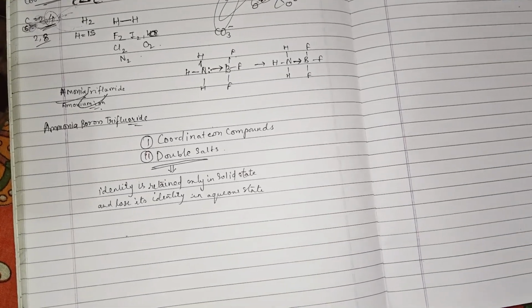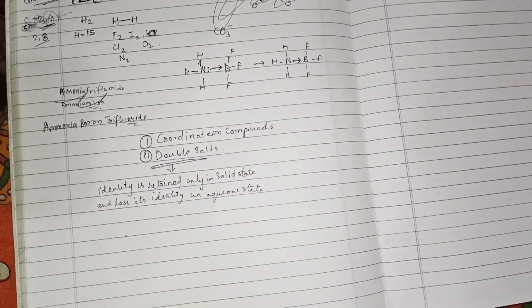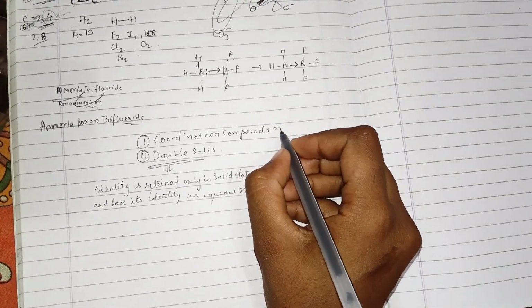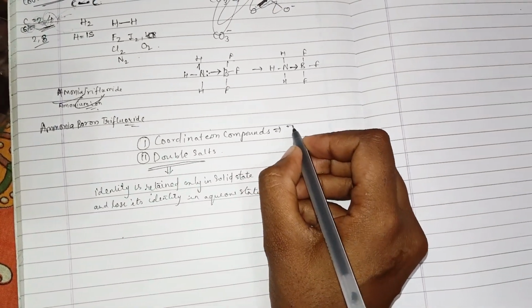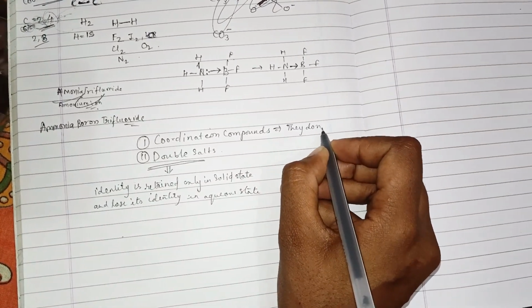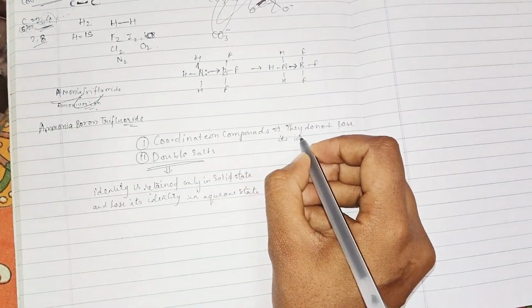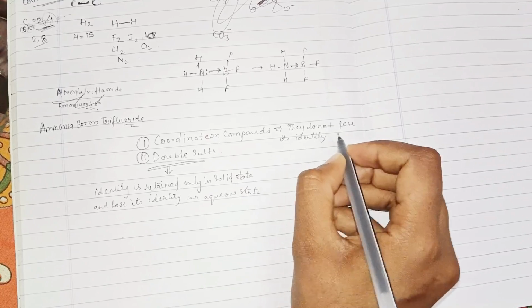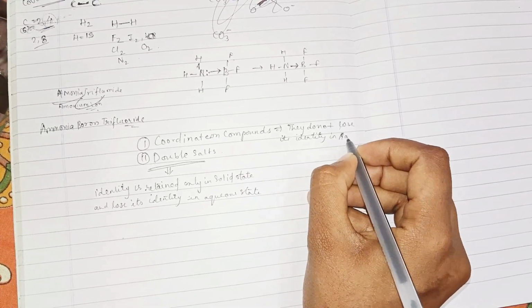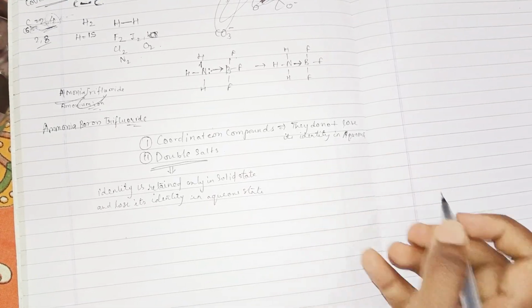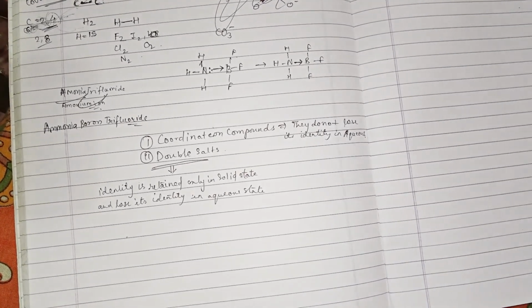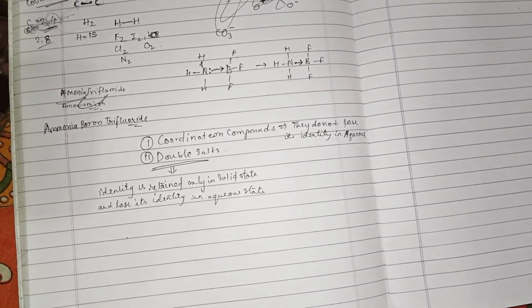Now what are coordination compounds? Coordination compounds are stable enough that they do not lose their identity in the aqueous state. So they retain their identity in the solid as well as in the aqueous state.